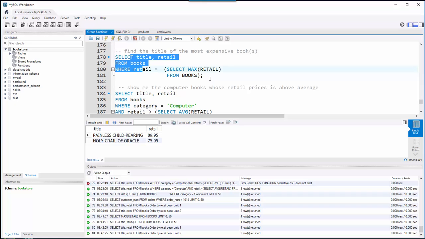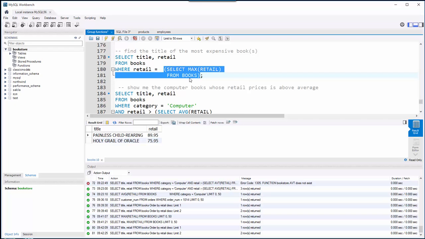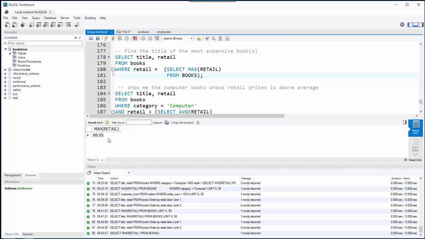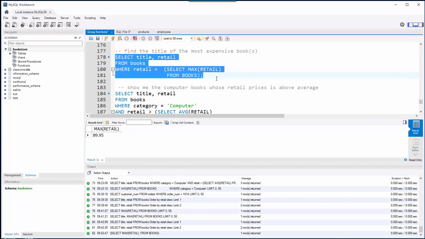So here we go. And the beauty of subqueries, like this at least, is I can run each piece. I can select that and hit run and go $89.95. And you can kind of recognize that that's returning a single number. Perfect. And now this query is going to say, show me the title and retail price of all books. Notice I have an S here that have that price of $89.95.